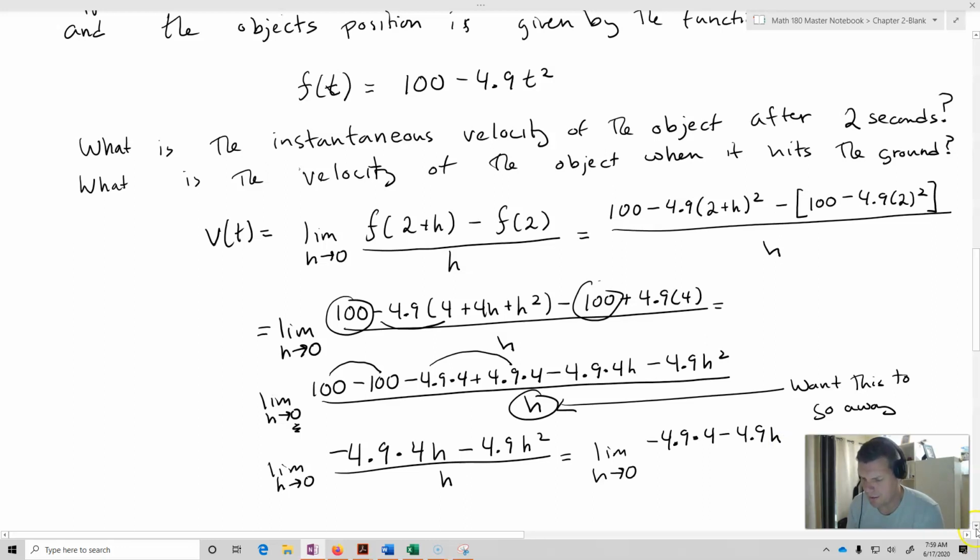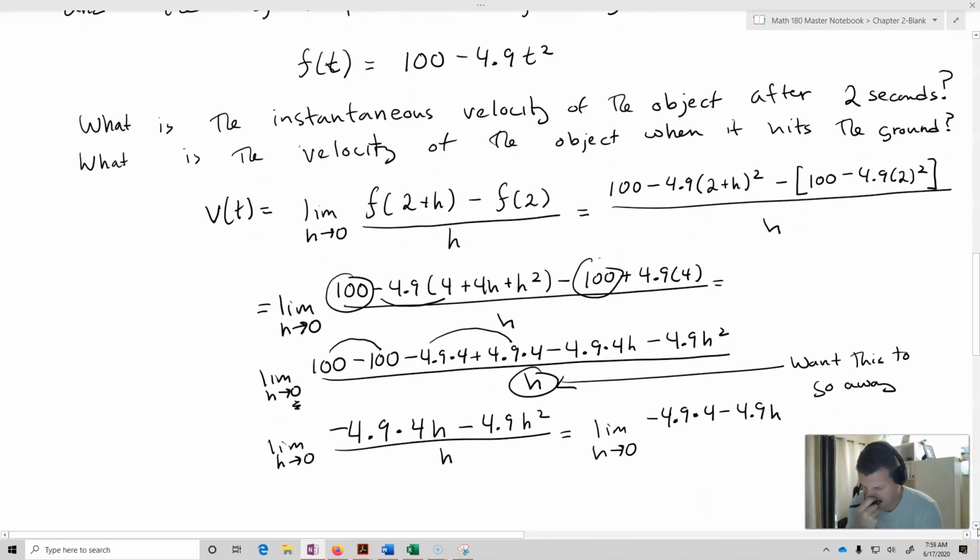Good news: as h approaches 0, this is a polynomial we can just directly substitute. So what we get now is negative 4.9 times 4, which equals negative 19.6, and in this case it'll be feet per second.